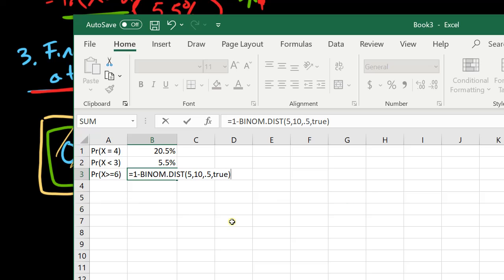So that's less than or equal to 5. When you see that true, that means less than or equal to. Less than or equal to what? Whatever number you entered in first, the number of successes.